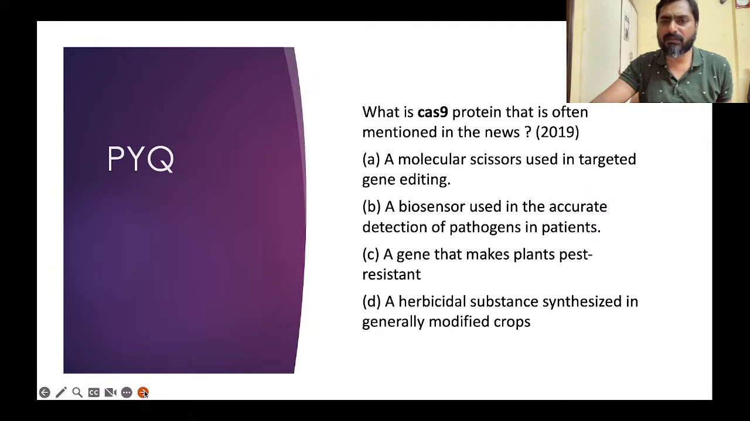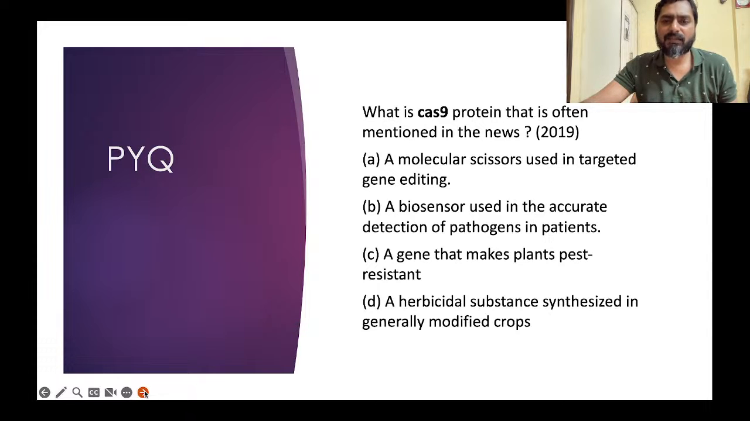Let us look at this question. So this is an easy question. Let us try this question. What is Cas9 protein that is often mentioned in the news? A molecular scissors used in targeted gene editing, a biosensor used in the accurate detection of pathogens in patients, a gene that makes plants pest resistant, a herbicidal substance synthesized in genetically modified crops.